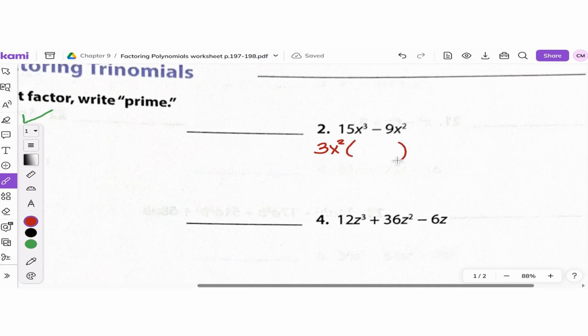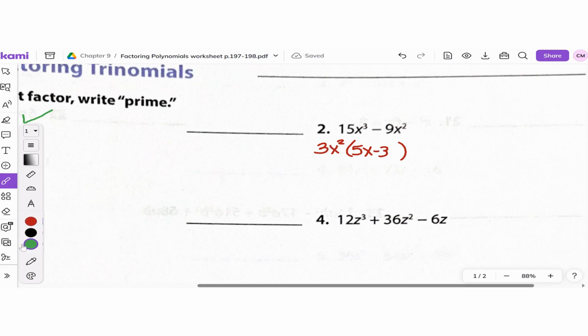We then divide each term by 3x squared. So 15 divided by 3 gives us 5, and x to the third divided by x to the second just leaves us with only 1x remaining. 9 divided by 3 gives us 3, and then the x's completely cancel out when we divide them.